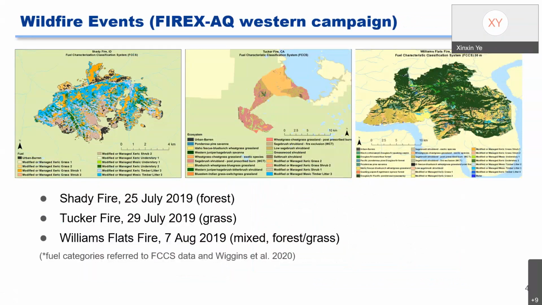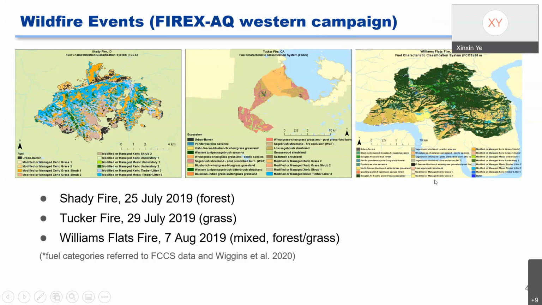In this talk, I will present the results for three fires that have been sampled and selected from the FIREX-AQ Western field campaign. The first one is the Shady Fire, which is a forest fire that happened on July 25th in 2019. The second one is the Tucker Fire, which is a grass fire, so it's much smaller than the other two. And the third one is the Williams Flats Fire. This one is the largest one that has been sampled during the FIREX-AQ campaign, and it is contributed by mixed types of fuels, grassland and forest.